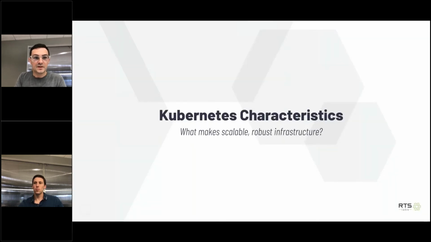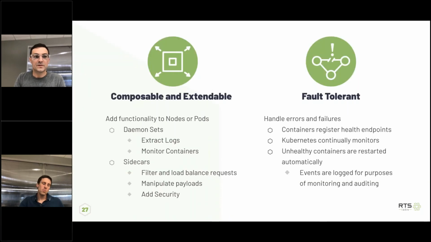So, what are some of the characteristics of Kubernetes, and what makes it so well equipped to handle production workloads? First of all, Kubernetes is composable and extendable. The Kubernetes primitives provide the ability to extend functionality into your system, either at a node level through something called a daemon set, or a container level through a sidecar container. So first, let's dive into the daemon sets.